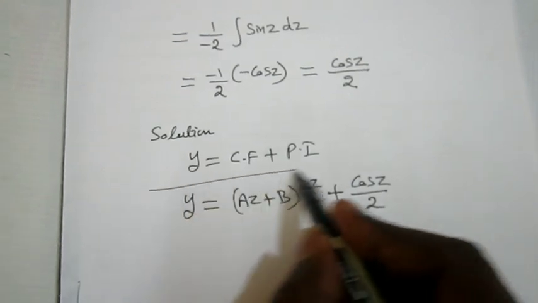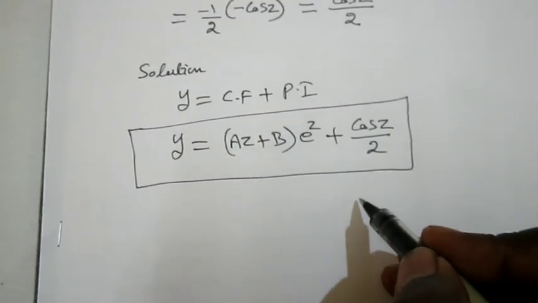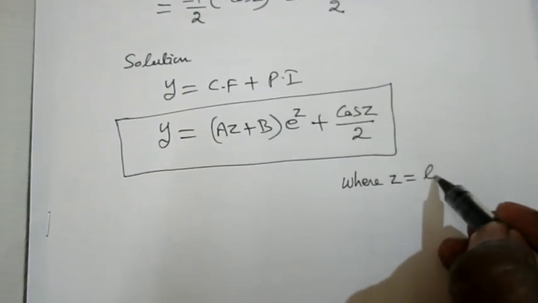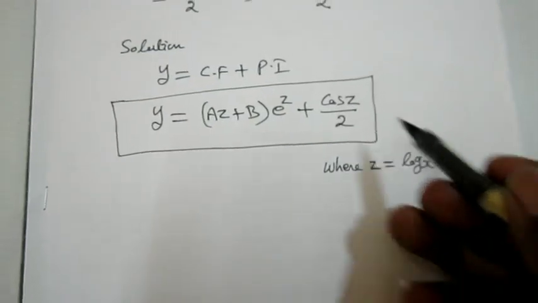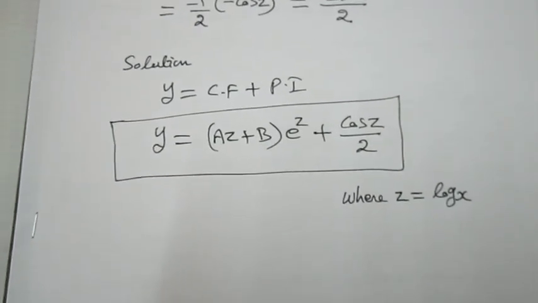So this is the solution of the given differential equation, but the answer must be in terms of x. So simply we can say where z equal to log x, because already we took z equal to log x. So just we mention z equal to log x. So the equation is in terms of x. So this is the solution of the given differential equation.